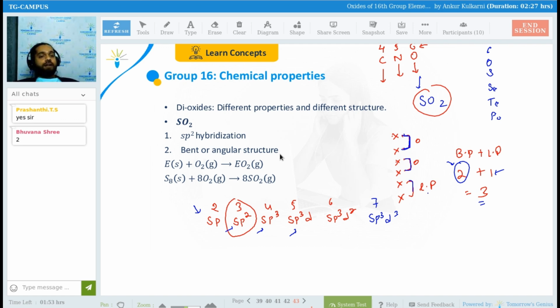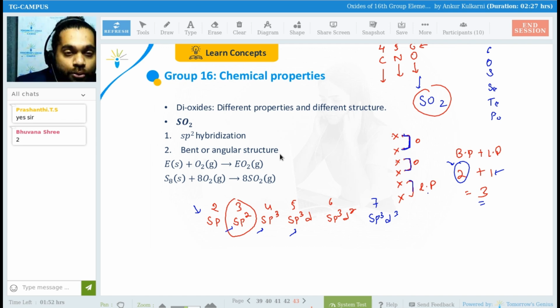Yeah, sp2 geometry. Linear? How is it possible? No, I'm not asking about SO2. I'm asking about sp2 hybridization. If it is sp2 hybridization, then what is the geometry? It is not linear, correct? It is trigonal planar.